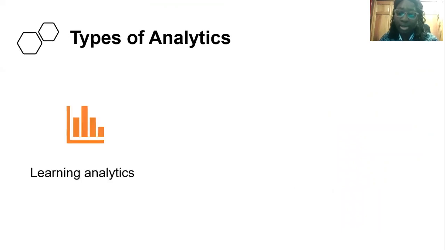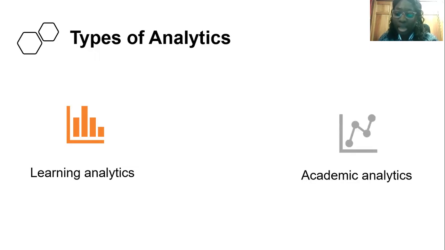First, you have learning analytics. Learning analytics focus on decision-making concerning achievement on specific learning outcomes. So the purpose of learning analytics is to understand and optimize learning and the environment in which it occurs. The main job is then to measure, collect, analyze, and report data about learners and their context.